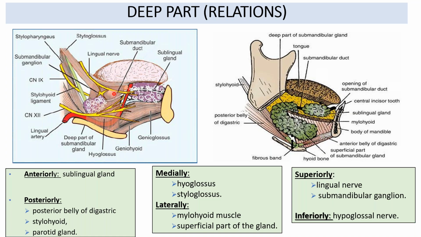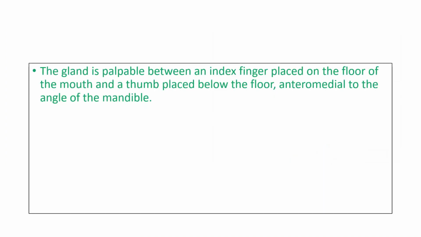And both these nerves are onto a muscle which is hyoglossus, which is related to its medial part. So two muscles are related to its medial aspect, that is hyoglossus and styloglossus. Two nerves are related superiorly and inferiorly, right? So these are the relations of the deep part of the submandibular gland.